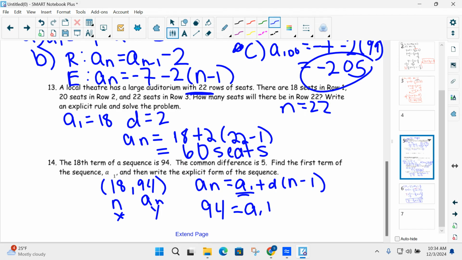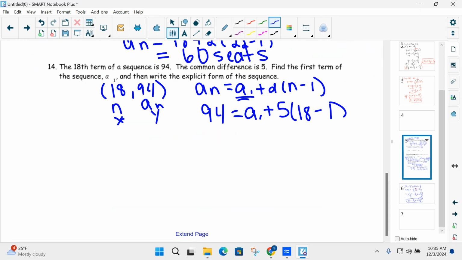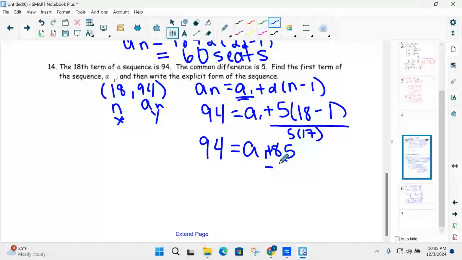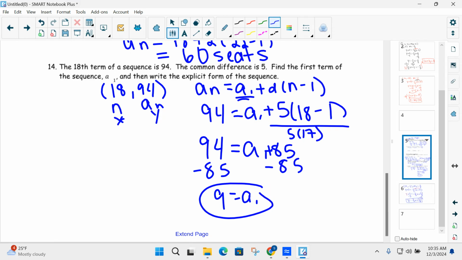First term you don't know yet, plus your common difference is 5, times n, which is 18 minus 1. For this, you would simplify this part first. So 5 times 17 would give us 85. Oops, that should be plus 85. Then you would subtract 85 over, and you would get 9 equals a sub 1. And then it says to write the explicit form of the sequence. So a sub n equals 9 plus 5 times n minus 1. That would be your final equation.